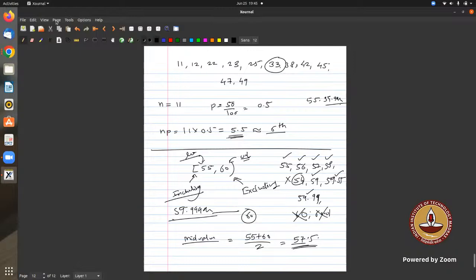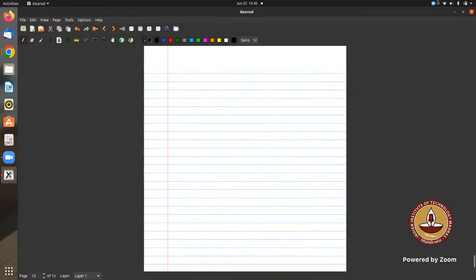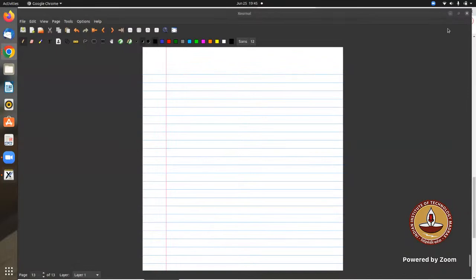So if you understand this, then I think it will be easier to understand this problem. What is the class mark of the class 55 to 60? Class mark means the average of the two class limits. 57.5, which is 55 plus 60 by 2. This is the answer for question number 5.